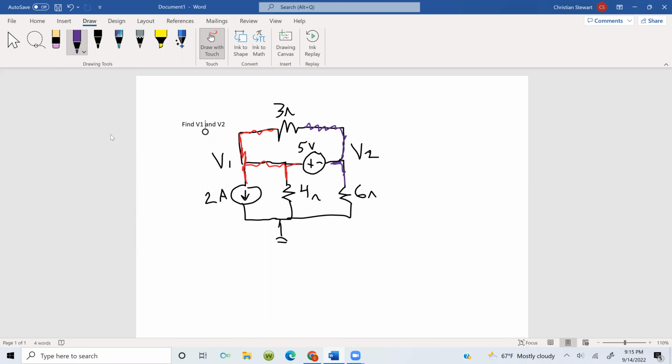And the reason that 5-volt source is a supernode is because neither side of the source is ground. So that's how we know we have a supernode.